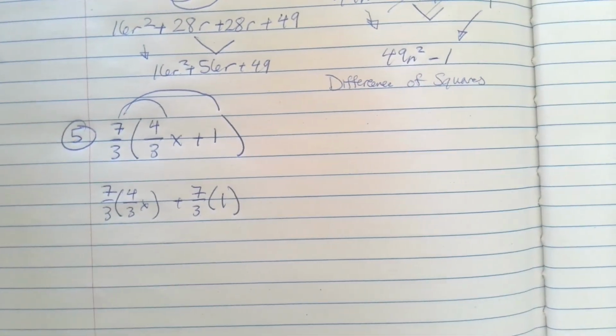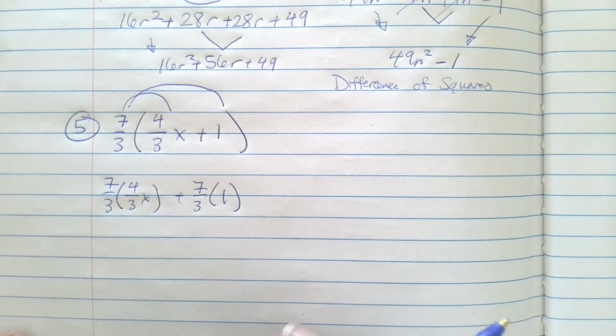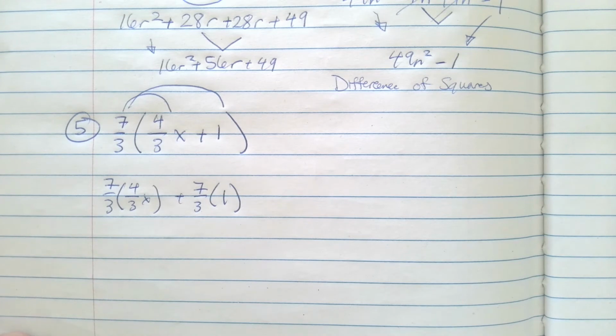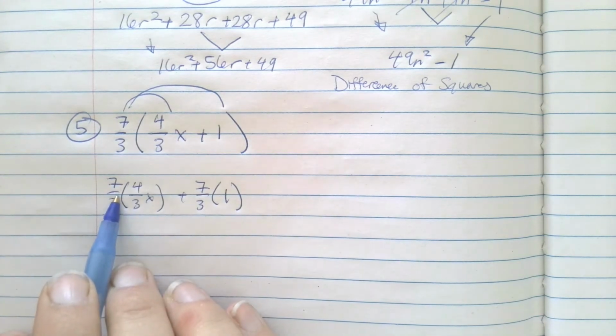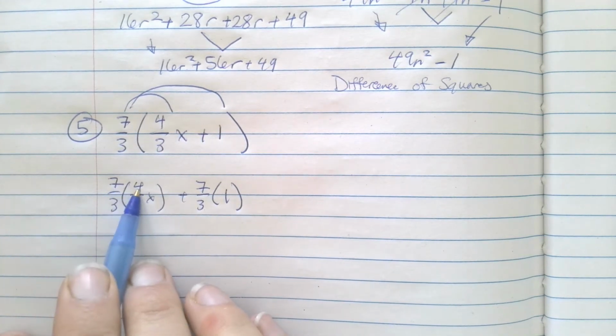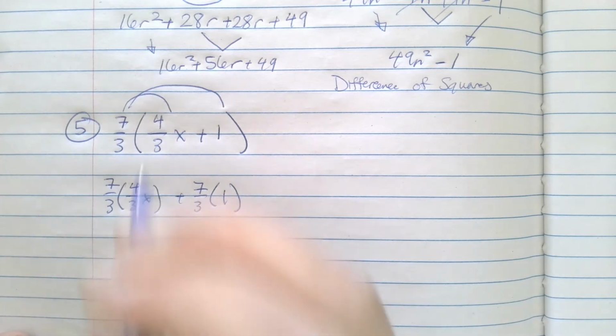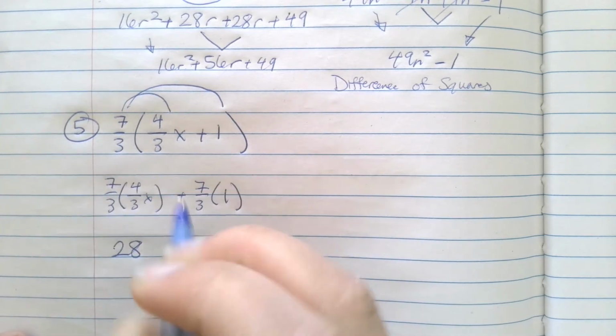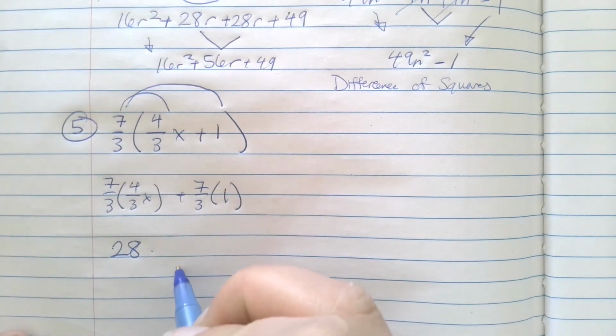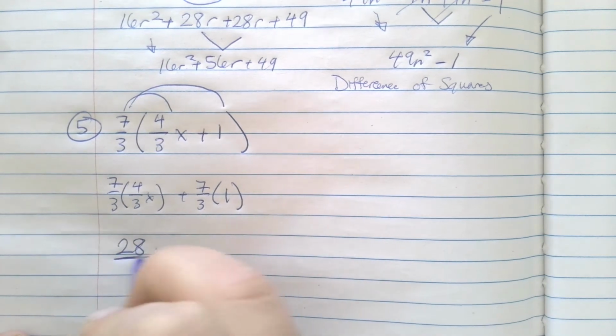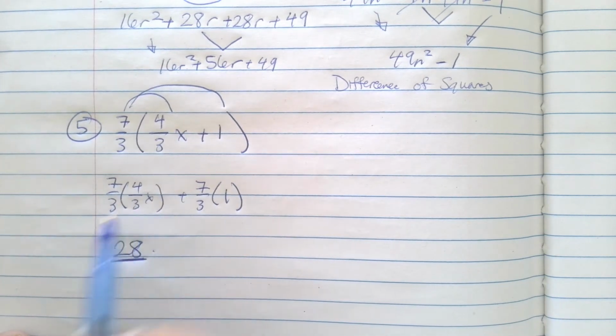How do we multiply fractions? What's going to be my numerator? 7 times 4 is? 28. So 28 is on the top. The x can go on the top or on the side. It doesn't matter, but it can't go on the bottom. 3 times 3 is?